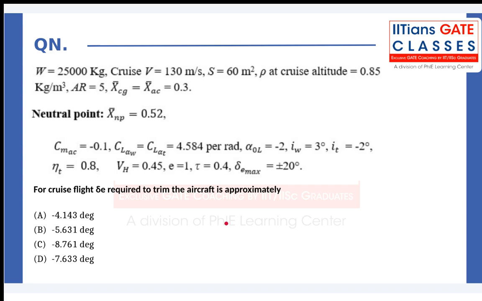I hope you remember the formula. I'll just write it down anyways. Delta E trim was minus Cm naught by Cm delta E plus X bar NP minus X bar CG by Cm delta E.